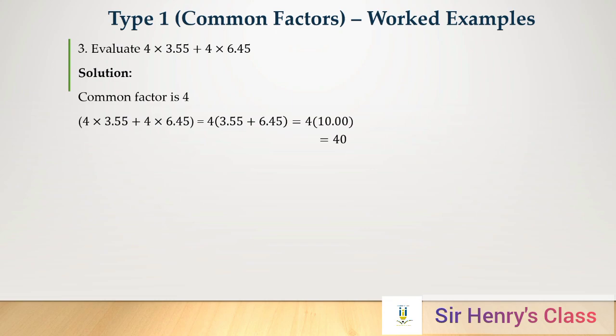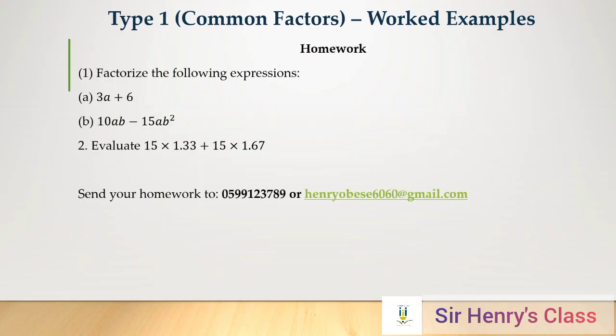Then the final question, we have 4 times 3.55 plus 4 times 6.45. We have to evaluate this. The common factor here is 4. So we factorize 4 out, and that is what you are seeing here. We are left with 3.55 plus 6.45. When we sum it up, we have 10.0. 4 times 10 will give us 40. Alright, so this is type 1 factorization questions.